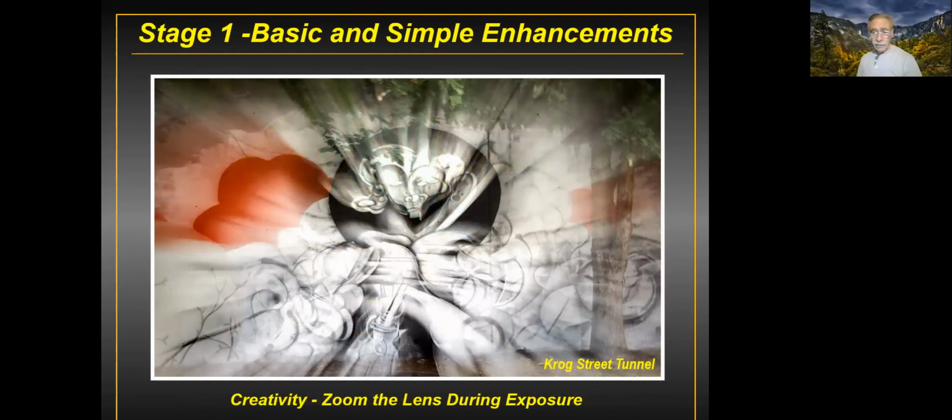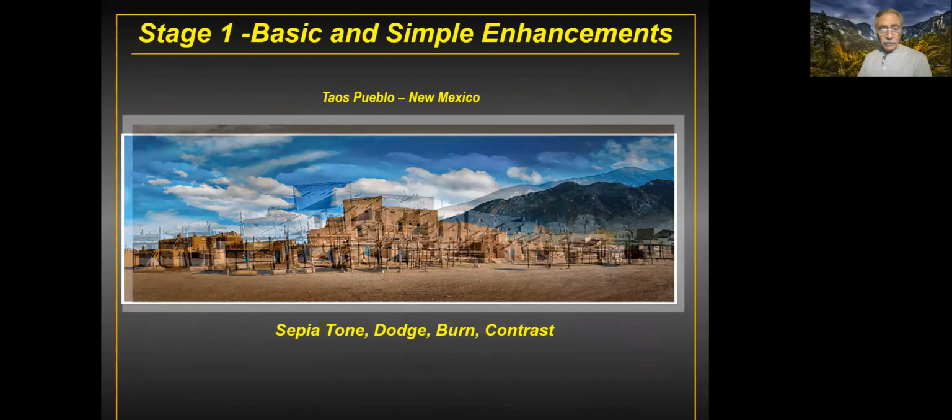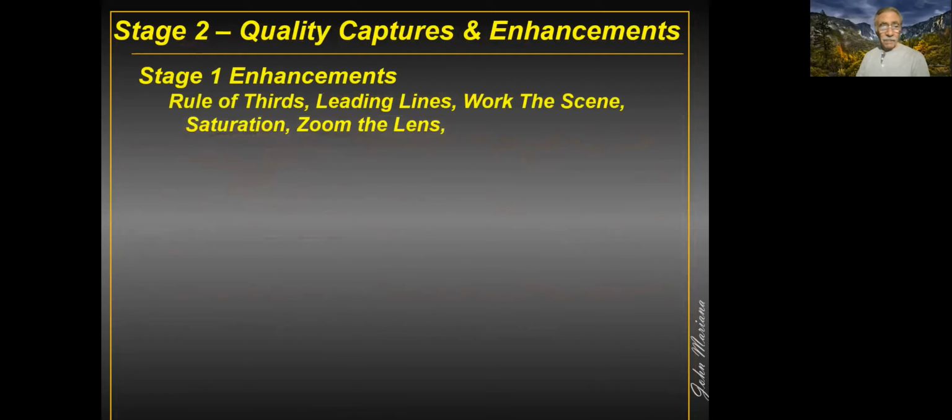Easy things to do. Sepia tone, dodge, burn, contrast. Contrast brings three-dimensionality because you then are emphasizing darker areas and lighter areas. So at this point, I learned I have this shot, it was a panorama. I could turn it into a black and white as a sepia. Wow, that was a pretty neat thing to do. So stage one, very simple enhancements.